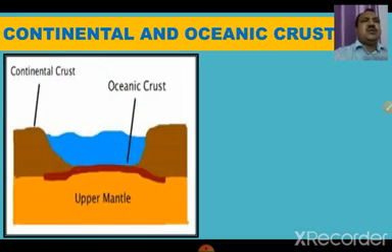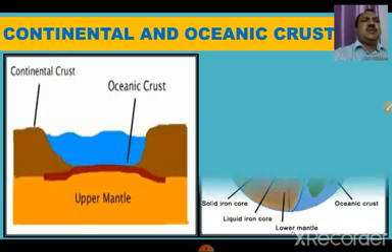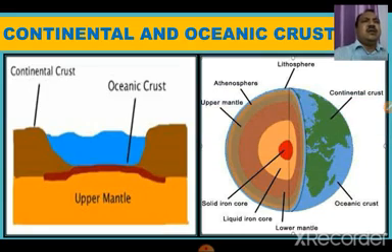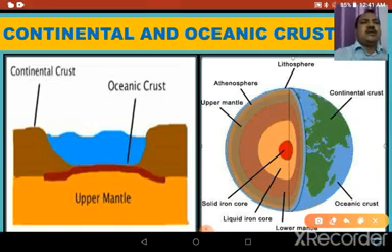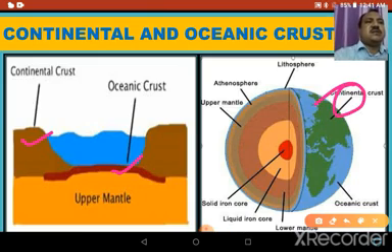Next, we are going to see what are the two parts of the crust. So the two parts of the crust are oceanic crust and the continental crust. With the help of this diagram, you can see this portion is the continental crust and this portion is called the oceanic crust. On the underside also, you see this portion is the continental crust and this ocean side is called the oceanic crust.